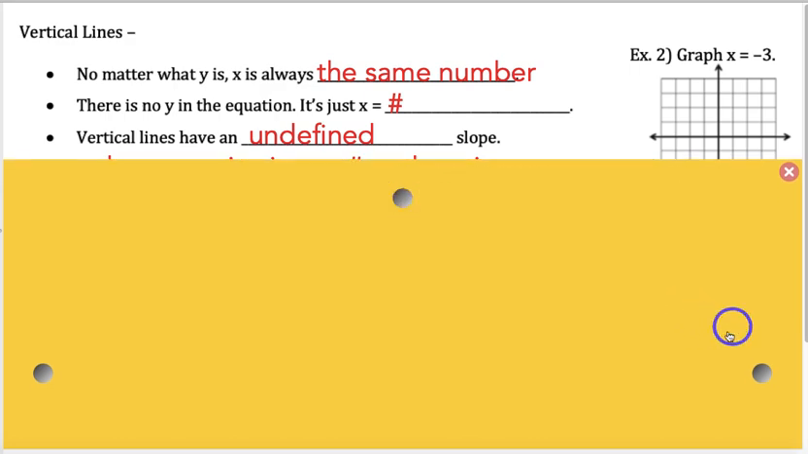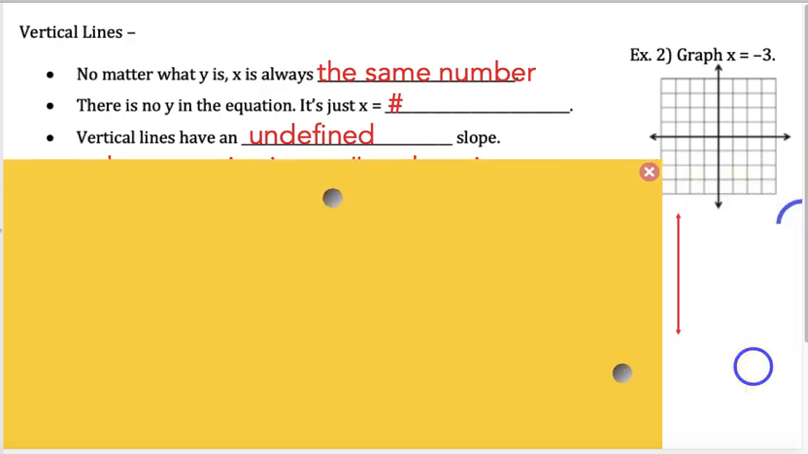So with our example, we want to graph the equation x equals -3. So you're going to put a dot on the x-axis at -3. That's where our graph needs to cross through. And we are working with vertical lines here. And so you're going to draw a vertical line through the x-axis at -3.